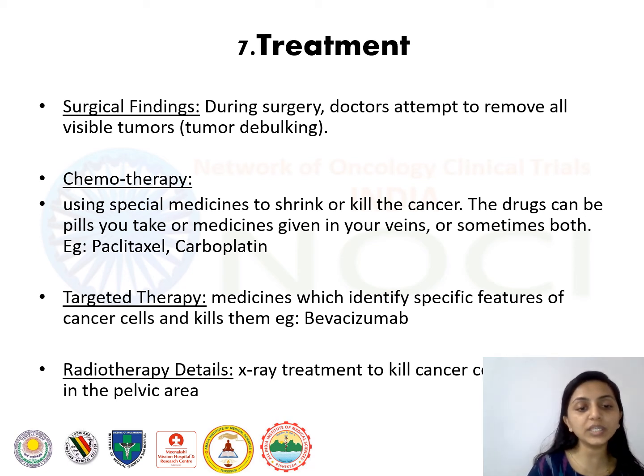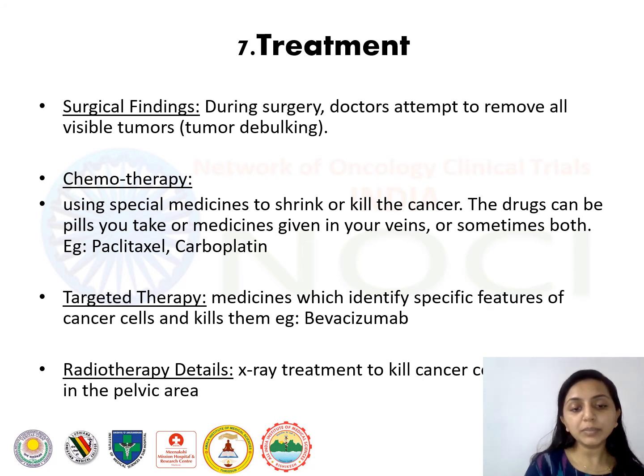It may be a protein that is seen on cancer cells. So, some medicines, that is the targeted therapy, identify these particular proteins which are present on the cancer cells and help in killing those particular cancer cells. Examples of such medicines are bevacizumab.